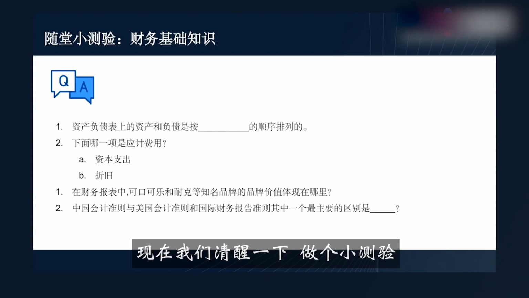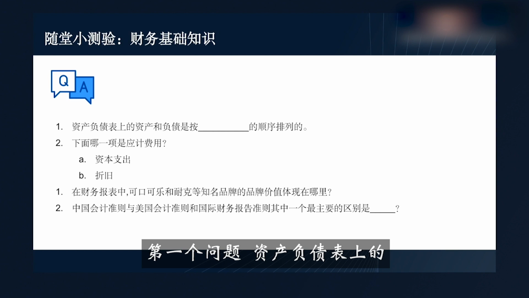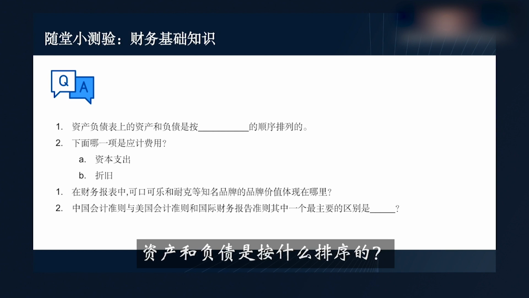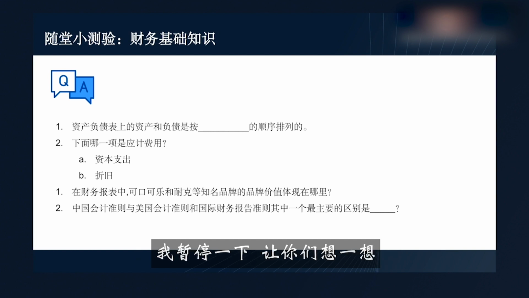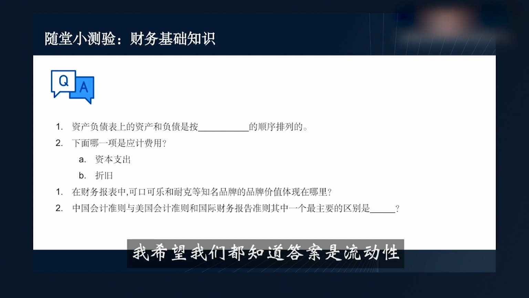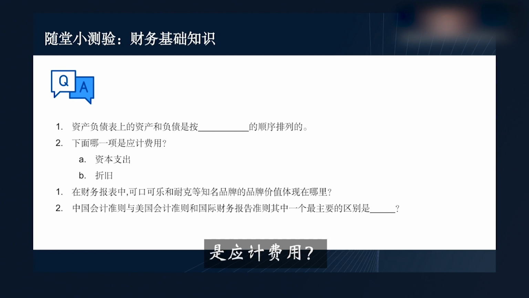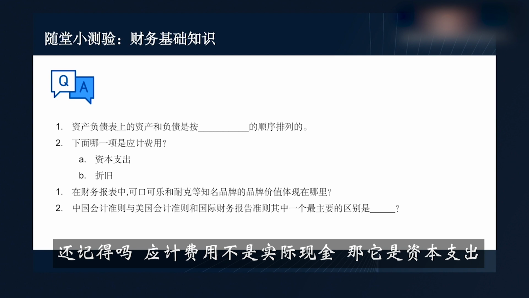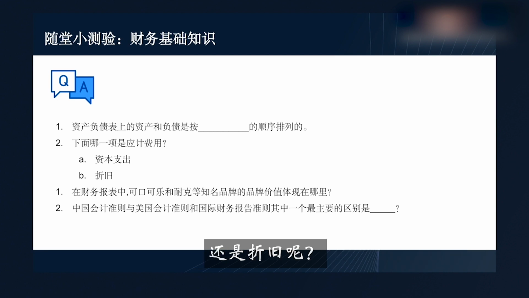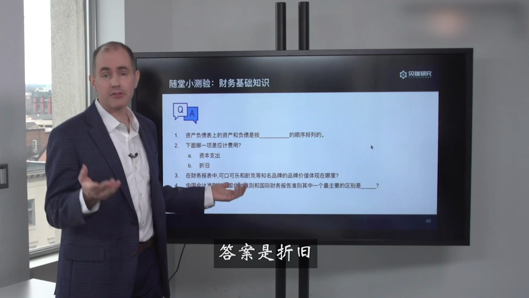All right, let's wake up and have a quiz. First question, assets and liabilities on the balance sheet are ranked in order of what? I'll pause while you think, but we both know, I hope we both know, the answer is liquidity. Okay, second question, which one of these is an accrual expense? Remember, accrual is not real cash. Capital expenditures or depreciation? The answer is depreciation.